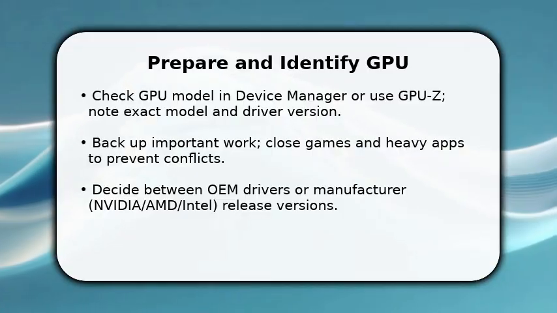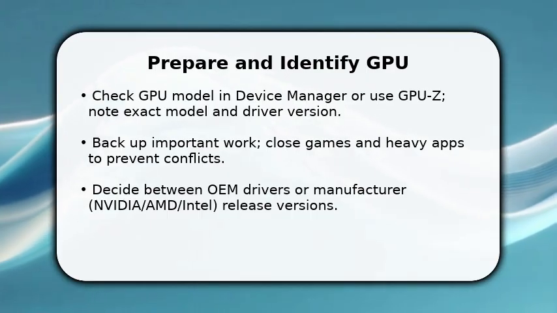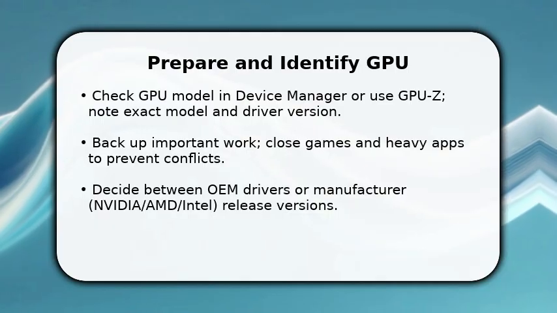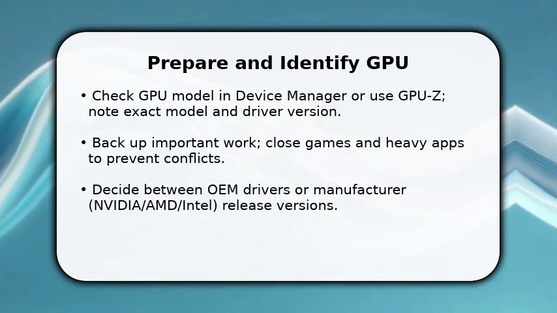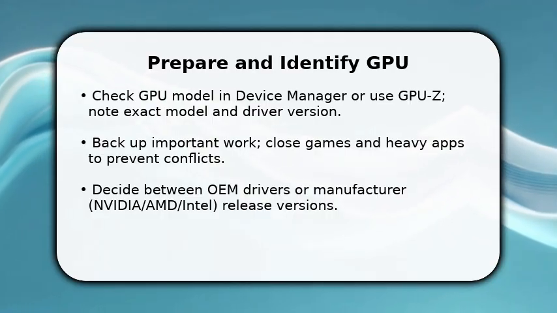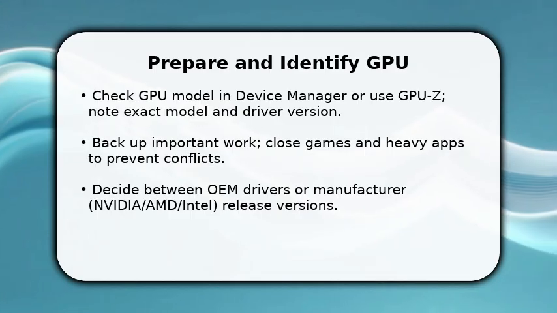You start by confirming what GPU you have and why you need an update. Open Device Manager or a utility like GPU-Z to read the exact model and current driver version. This prevents installing the wrong package. Once done, save any open projects and close demanding apps to avoid file locks.